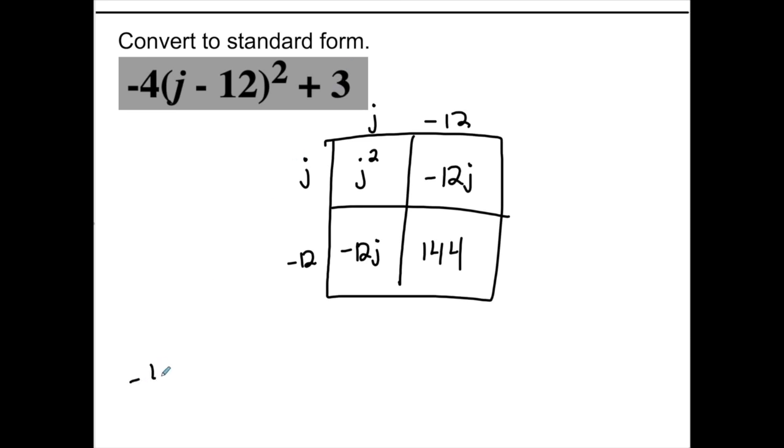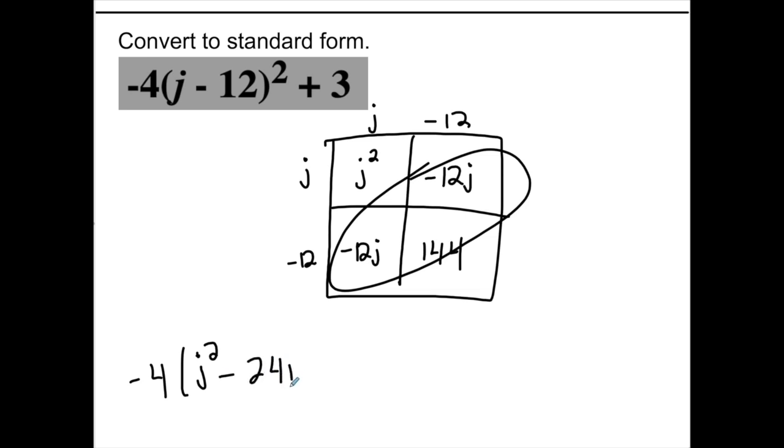So what I have is -4. I've got to put that in there because it's not 1. j squared, -12j, and then -12j. That gets me -24j plus 144. Close that out. And then plus 3.